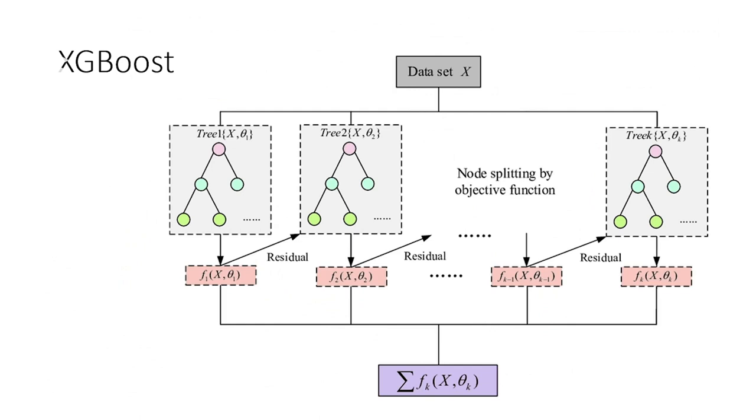So just to explain, I have my data set, I put some of it in and build a tree. Then I look at the residual. This residual is going to emphasize points which are not classified by the first tree. Then I build another tree and so forth, and then I combine everything together. That is XGBoost. It's a very simple algorithm. It has several very strong implementations and doesn't have too many hyperparameters.